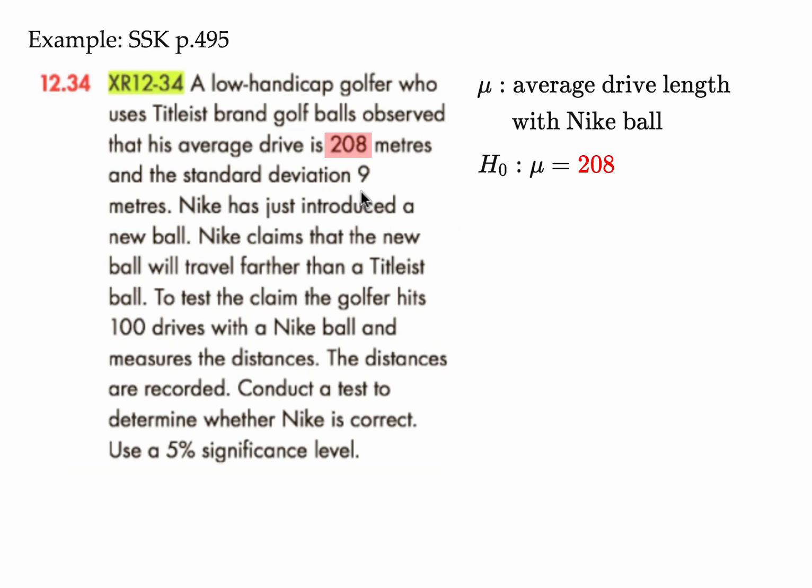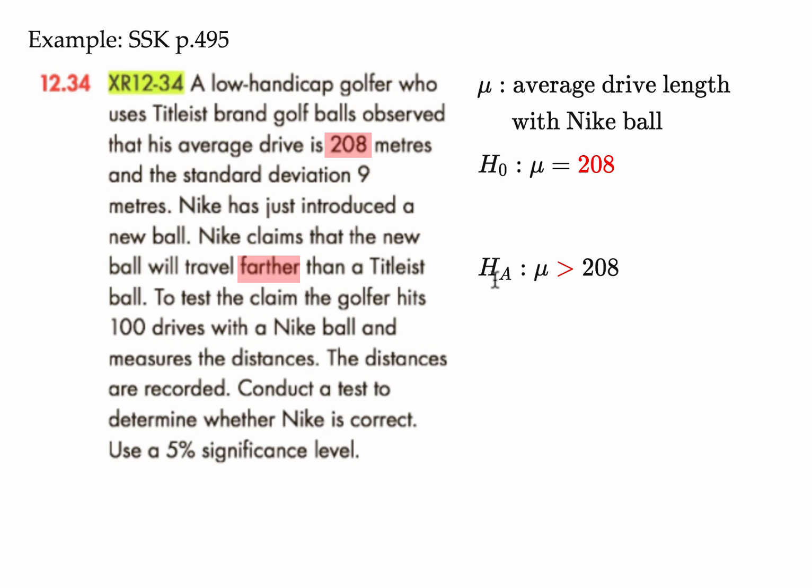All right, the null hypothesis here is that the average drive length with the Nike ball is the same as what it was with the Titleist ball, which was the 208 metres. So that's where that information is being used. This is giving you the null value. Okay, so if this null hypothesis were true, what that would imply is that whether you use a Nike ball or a Titleist ball, you get the same average length of drive. Okay, so the null hypothesis is that those two things are the same.